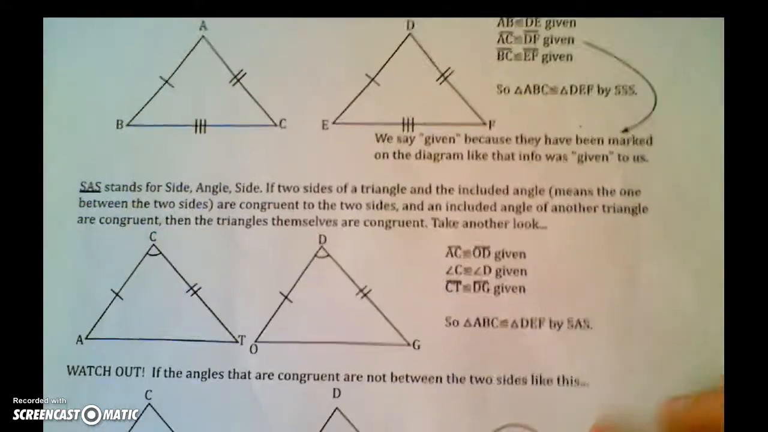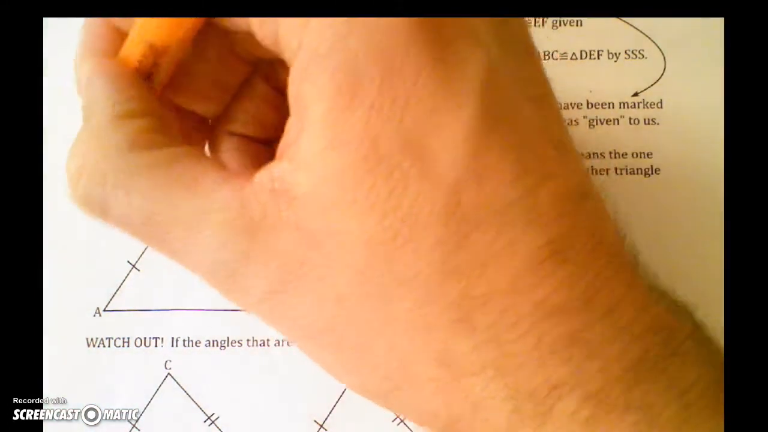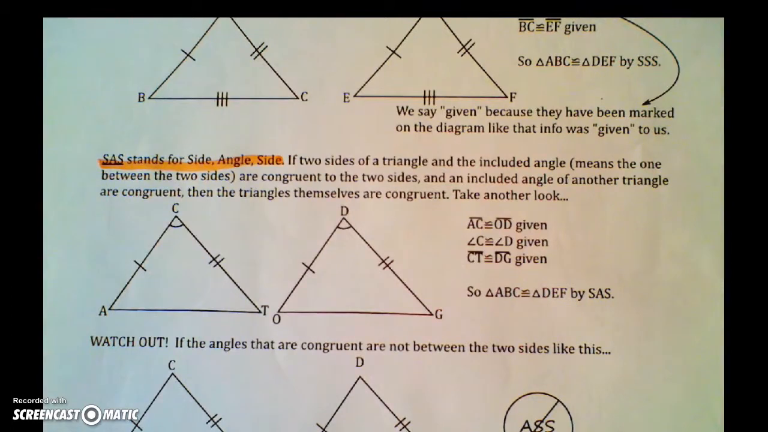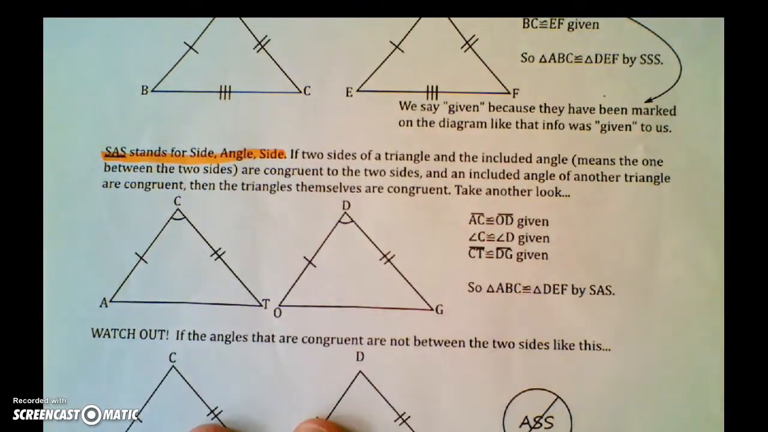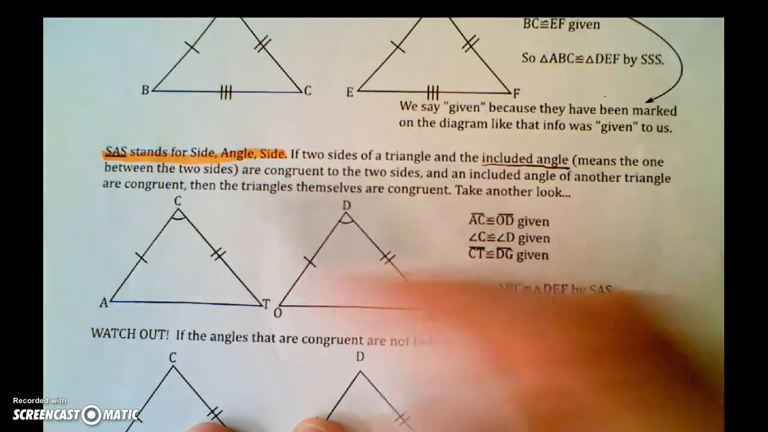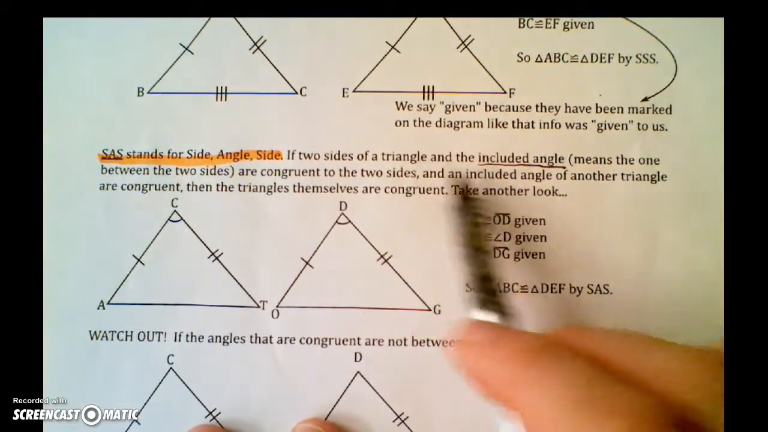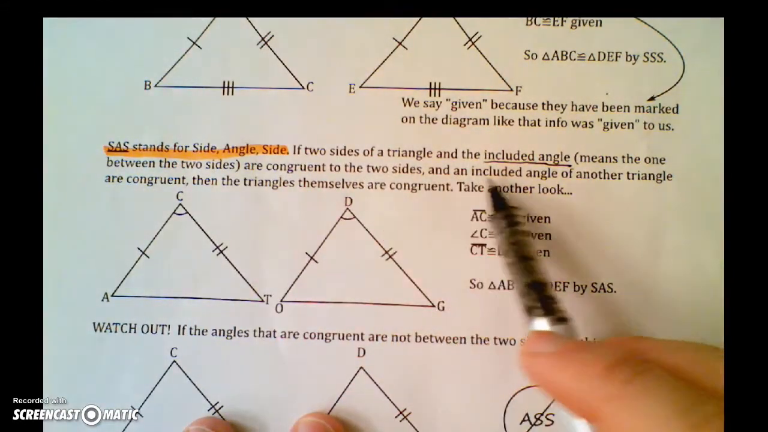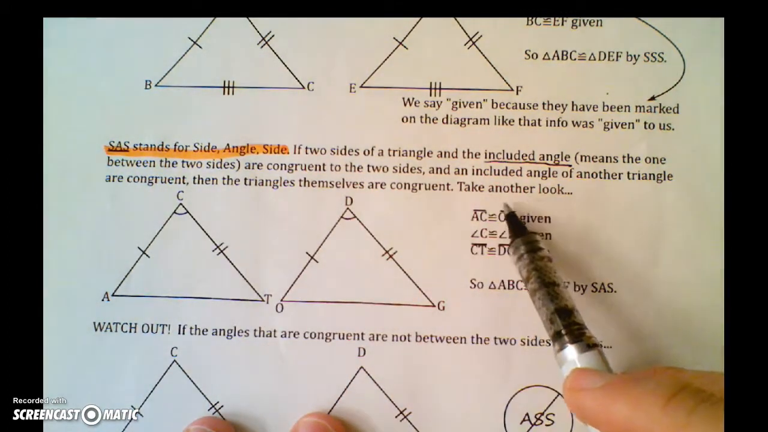The next method is SAS. SAS stands for side, angle, side. If two sides of a triangle and the included angle, so included angle is a special word that I want you guys to make sure you get some practice with. The included angle means it's the one between the two sides, and I'll show you what that looks like in the picture. So if two sides of a triangle and the included angle, which means the one between the two sides, are congruent to the two sides and an included angle of another triangle, then the triangles themselves are congruent.